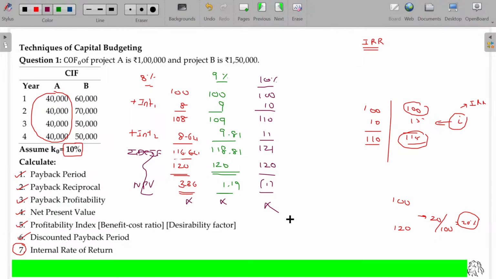Interpolation. Interpolation says this is the method. At 9%, you are getting 118.81. At 10%, you are getting 121. So for making a change of 1%, how much change happens here?